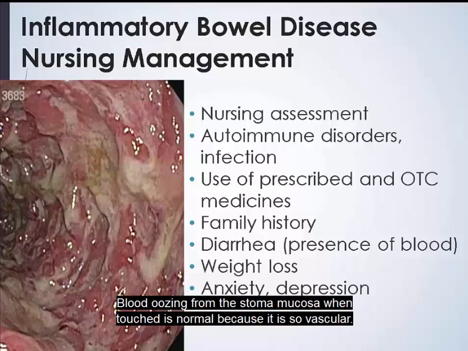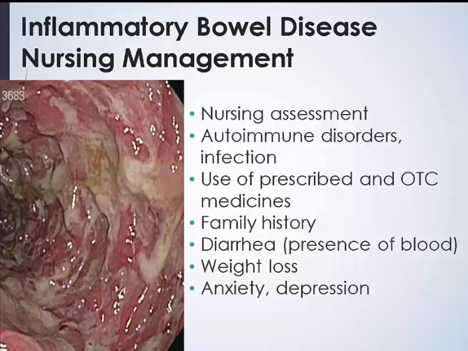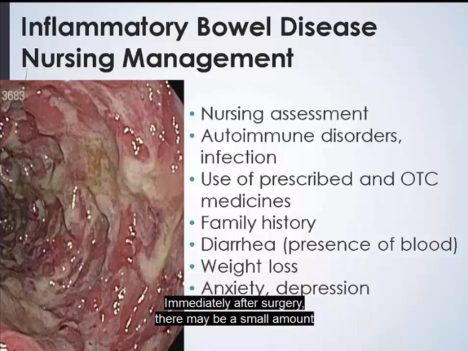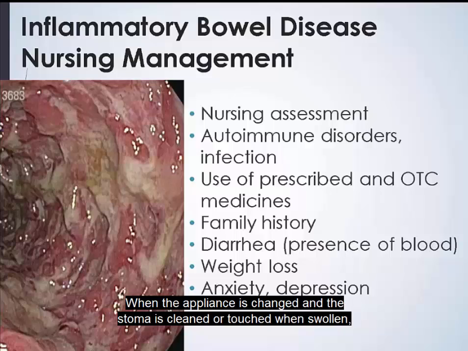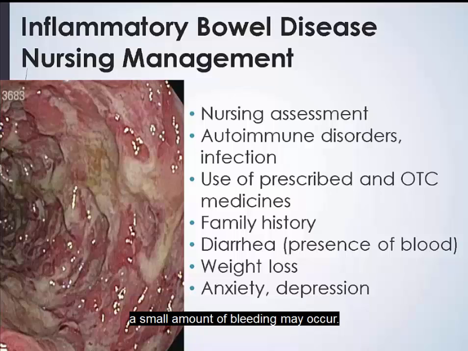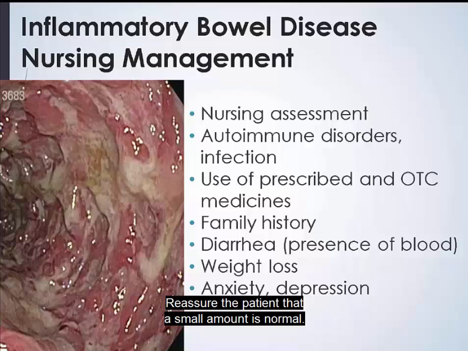Blood oozing from the stoma mucosa when touched is normal because it is so vascular. Immediately after surgery, there may be a small amount of serosanguinous drainage in the appliance. When the appliance is changed and the stoma is cleaned or touched when swollen, a small amount of bleeding may occur. Reassure the patient that a small amount is normal.